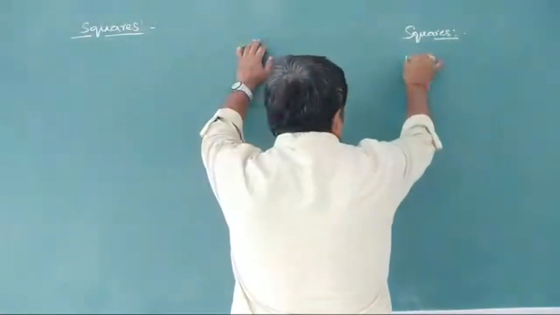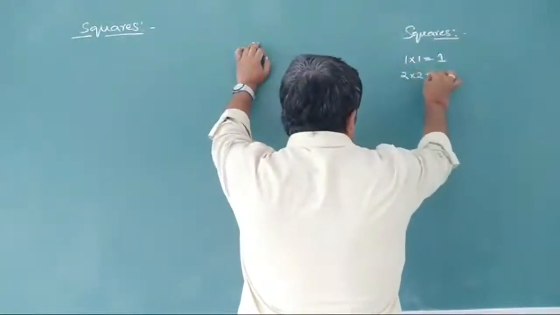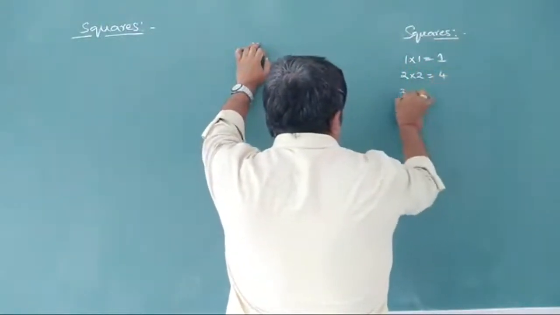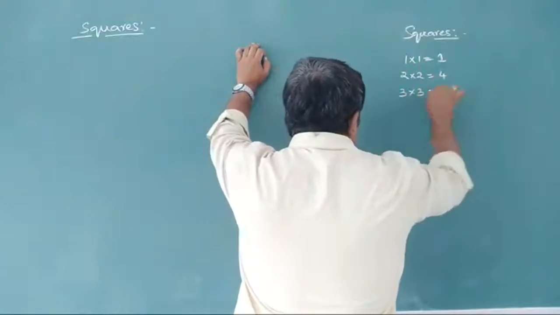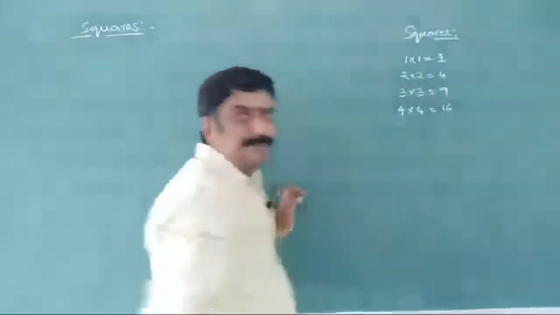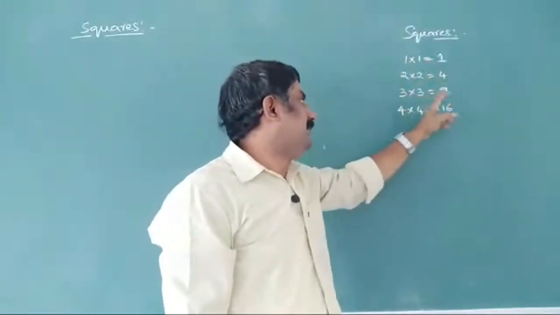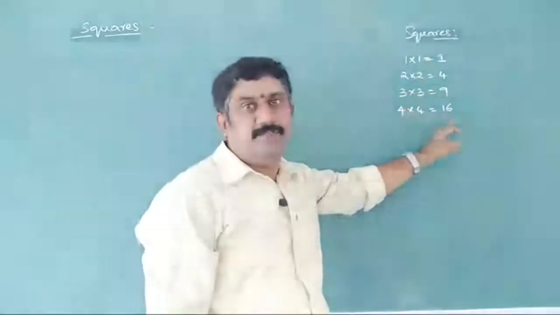Suppose 1 into 1, I am getting 1. 2 into 2, I am getting 4. 3 into 3, getting 9. 4 into 4, getting 16. So 1 1s are 1, 2 2s are 4, 3 3s are 9, 4 4s are 16.